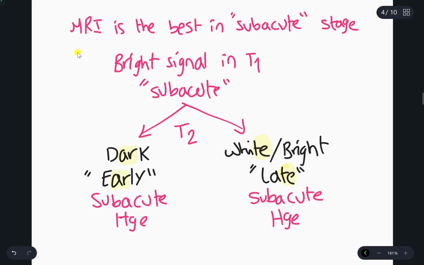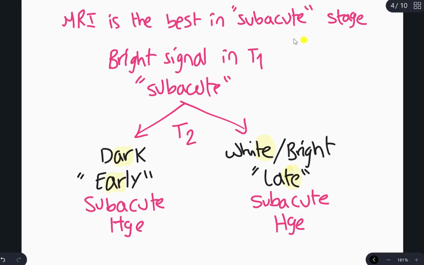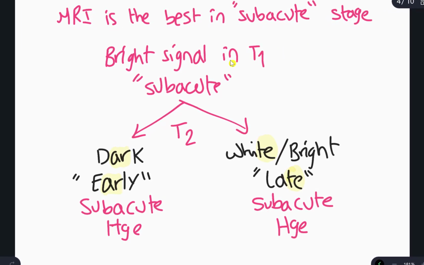Now, back to the algorithm. MRI is the best in subacute stage, because the hematoma will give a bright signal, hyper-intense signal in T1. Then you have to look at T2. If it is a dark signal, hypo-intense signal, it is an early subacute hematoma. And if it is a white signal, bright signal, it is a late subacute hematoma.